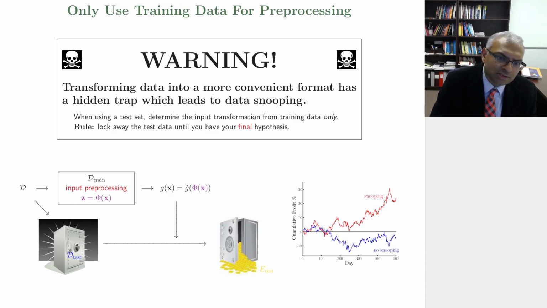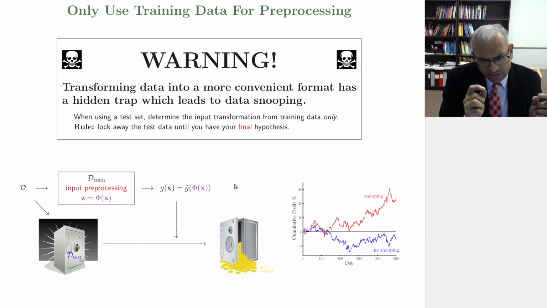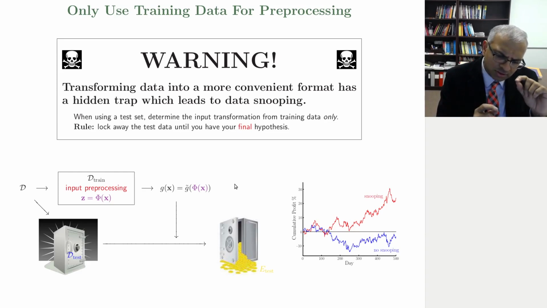Now open the vault. Get your test data and apply g tilde, which was learned on the Z, to the transformed test data. That gives you a test set performance. And only then is your test set an unbiased and unsnooped estimate of the test performance of g tilde, or your final hypothesis g. And on the right, I'm showing you an example where all we did in the text is a little bit of data snooping to decide the mean vector for centering, in the centering input pre-processing step.